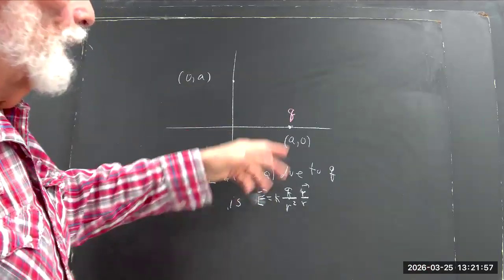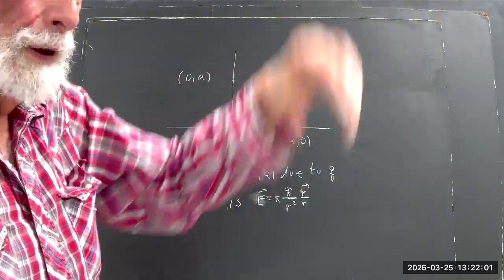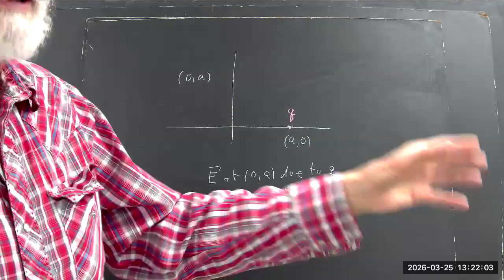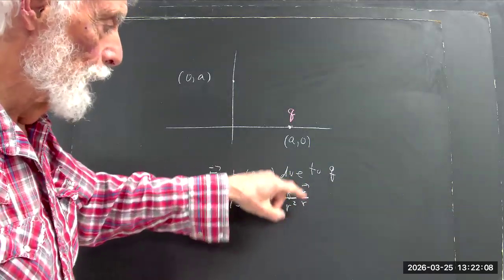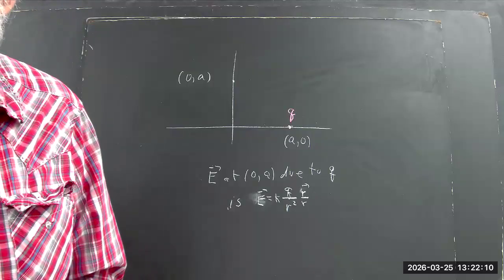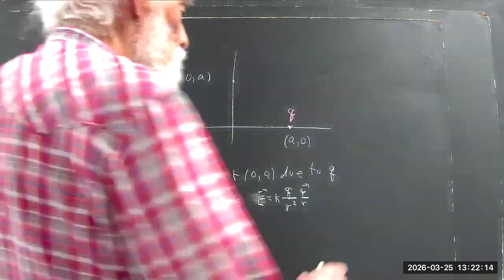Well, that means if you've got the force, which is K little q, big Q over R squared times the unit vector, and divide by the big Q charge, you're left with K little q over R squared times the unit vector. Okay? That's where this comes from. I guess I should probably write that out.